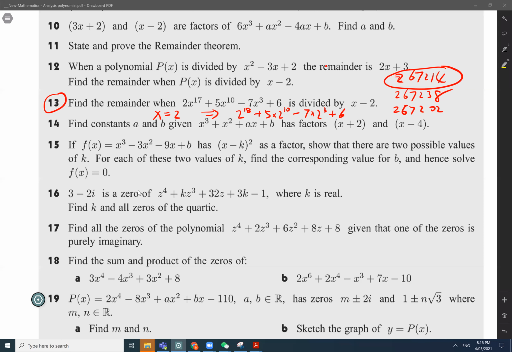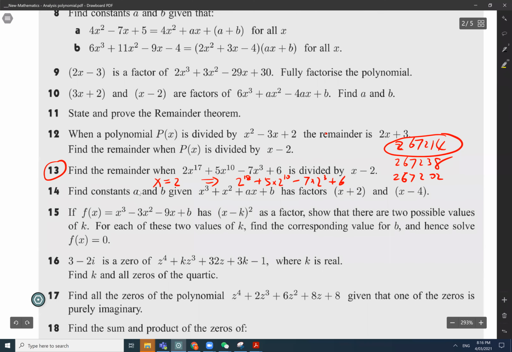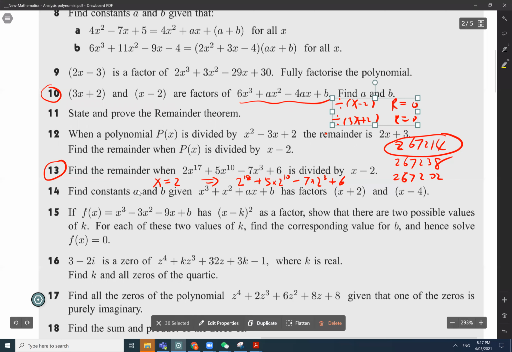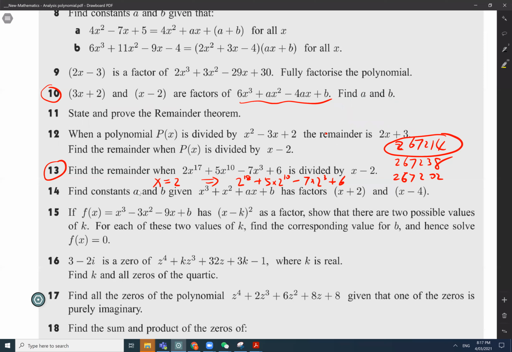What's the meaning of factor? If remainder 0, it's called a factor. For example, like this one. They told you factor, that means the whole thing divided by x minus 2, remainder equals 0. Divided by 3x plus 2, remainder again 0. If remainder 0, it's a factor, okay?